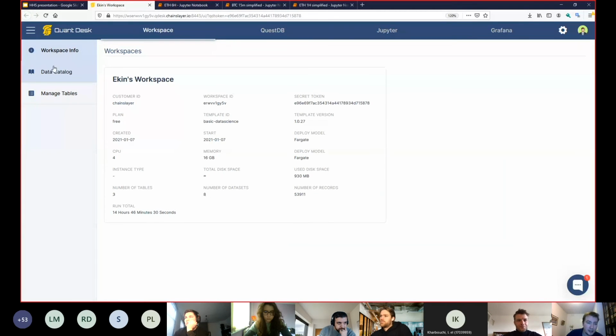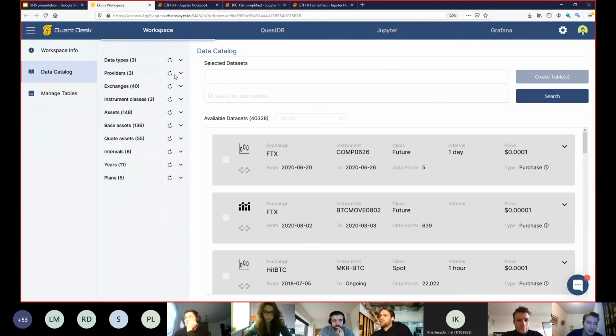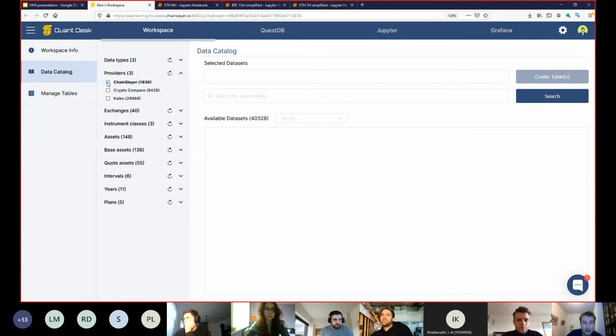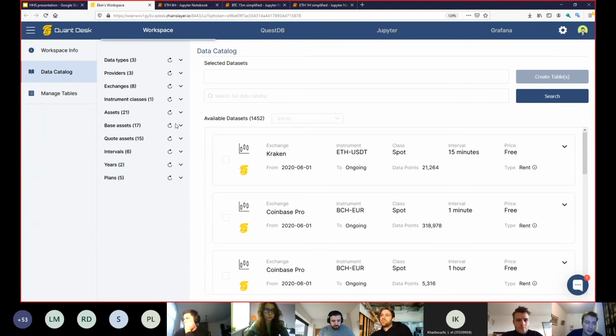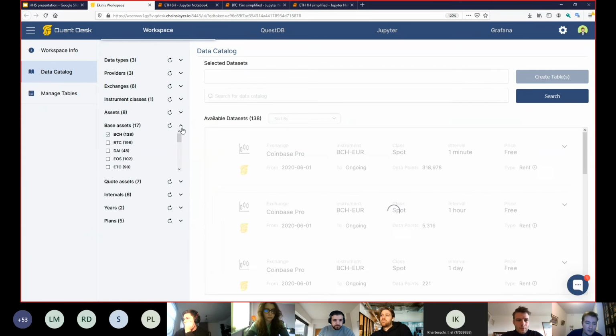It's going to look like this. So first of all, accessing data is very easy. There's the thing called the data catalog, where it's possible just to select data. Currently, ChainSlayer data is the one that we're offering everybody for free, selecting various data types and various asset types.